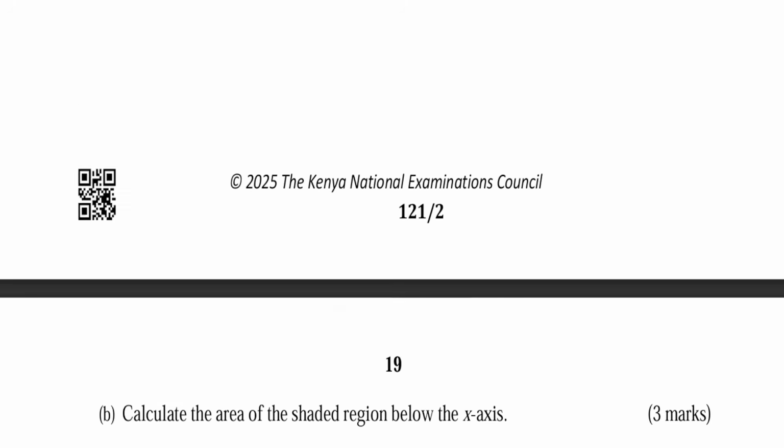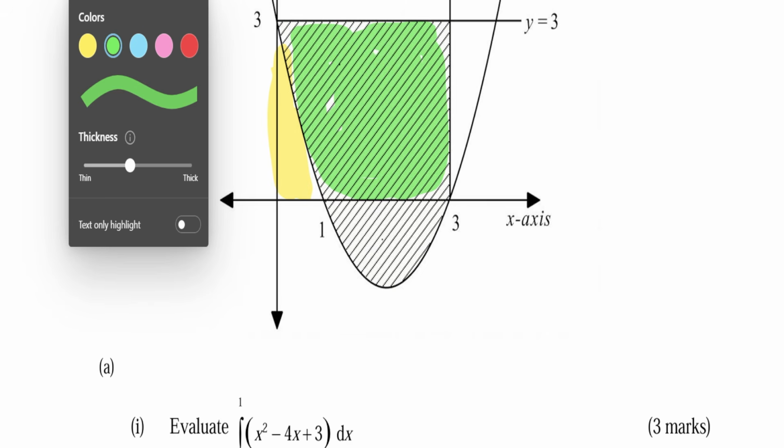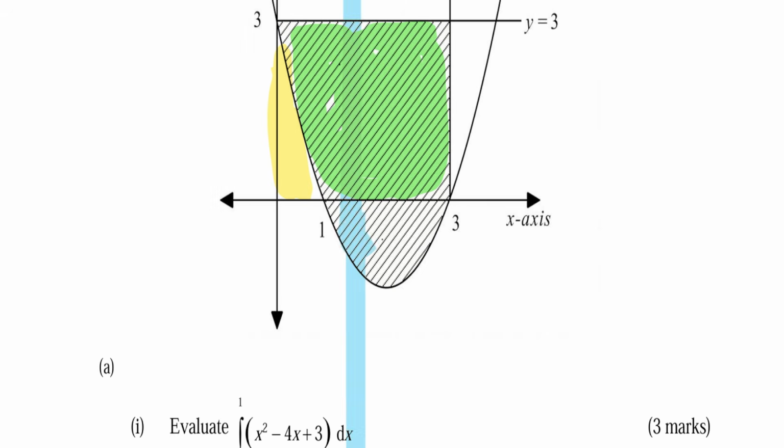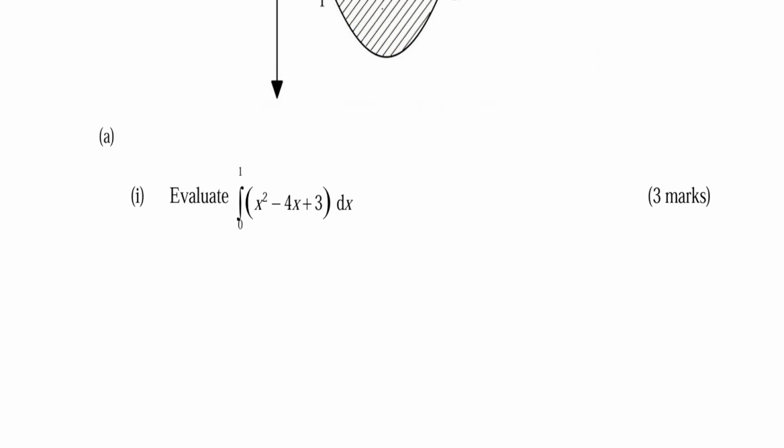So this one is for the shaded region below the x-axis, which, let me switch it off. Let's switch another one. This one is supposed to be this way. We're calculating for this one here. Just leave the ones that are above. So it's just this part here. So let's calculate for each one of them. Let's start with question A, Roman 1.